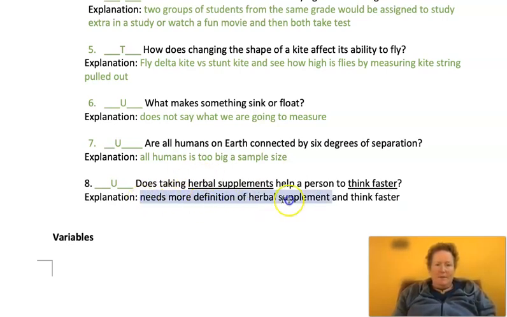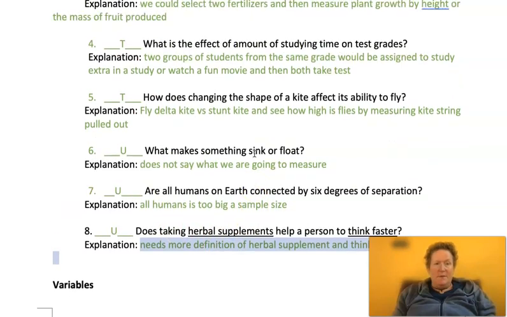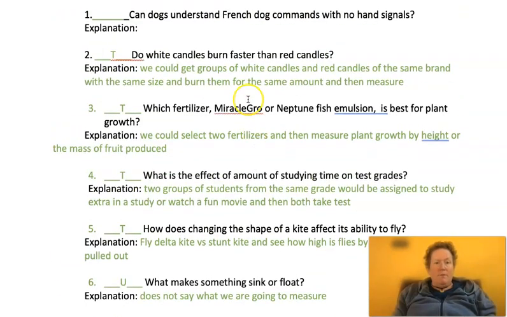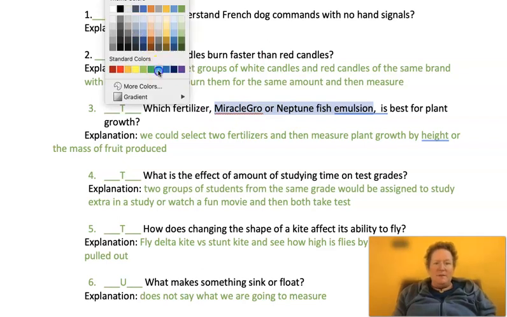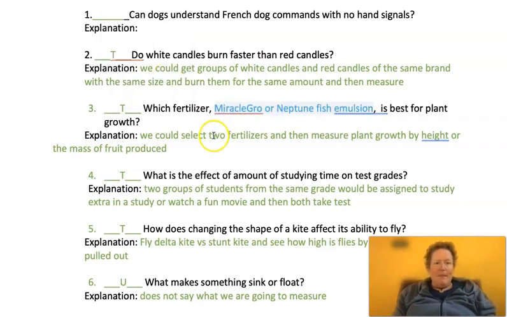I hope that makes sense to everybody. You have to have a really well-defined question in order for it to be testable. Even the ones that were pretty okay for testing, we had to make a little bit better. Like this one, we added Miracle Grow versus fish emulsion to make it more specific. And then we defined plant growth as either height or massive fruit produced.